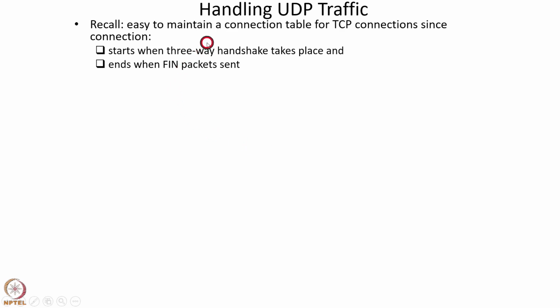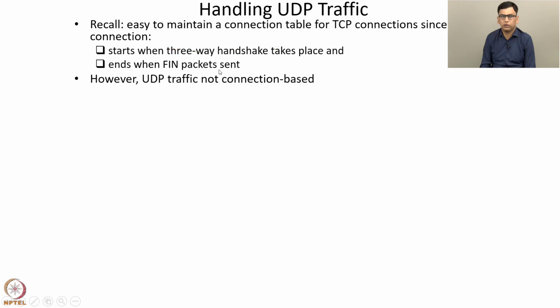So recall that it is easy to maintain a connection table for TCP connections because the connection starts when a three-way handshake takes place and it ends when FIN packets are sent. But UDP traffic is not connection based. There is no three-way handshake before the UDP traffic is sent, and there are no FIN packets sent after the UDP traffic is exchanged. So this approach cannot be used in the case of UDP.